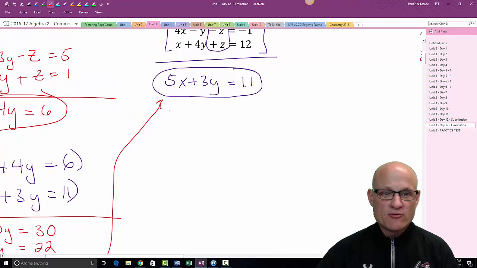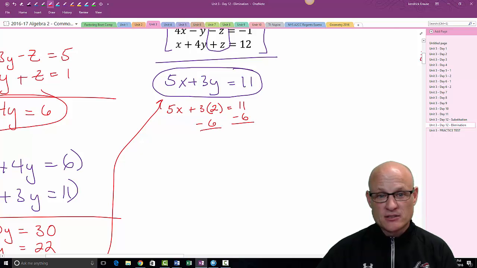All right, so 5x plus 3, and we found out y was 2, is equal to 11. So this is really 6. I'll subtract 6 from both sides. So I get 5x equals 5, or x equals 1. Ooh, almost done.